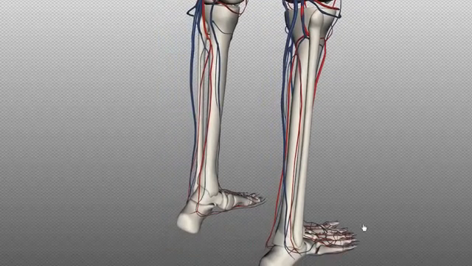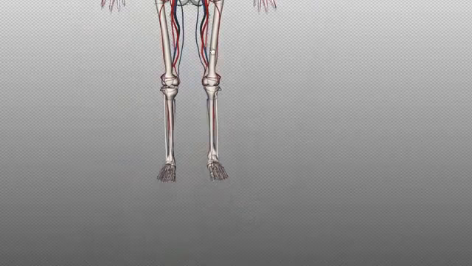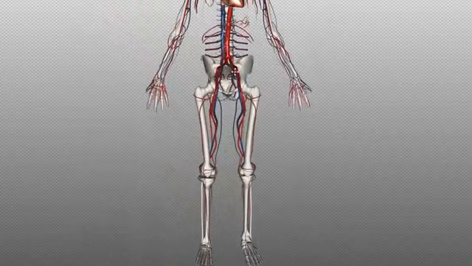So if valves become incompetent in the veins of the leg, blood may then accumulate in the superficial veins, in the long and short saphenous veins, which then become swollen and tortuous, so you get varicose veins. So that's what varicose veins are. Those are the important veins of the body that you should be aware of.